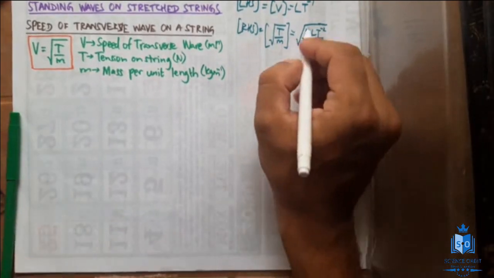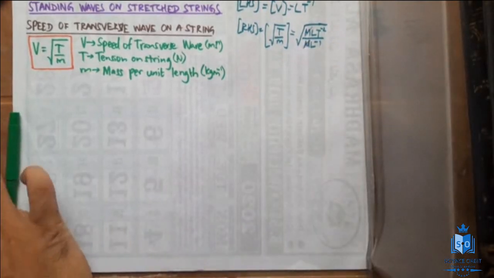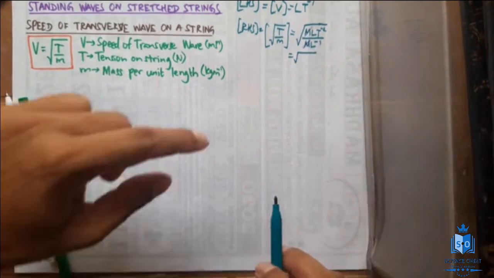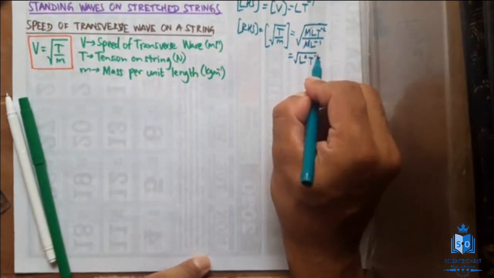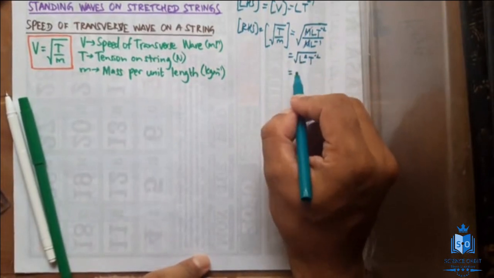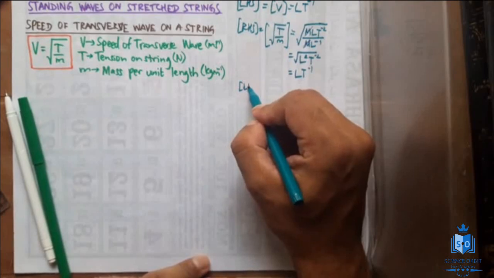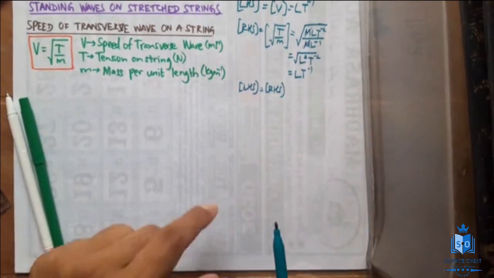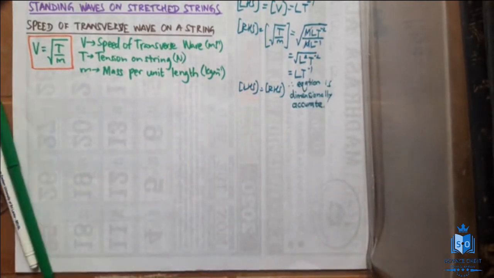So, what is going to happen? This M and this M are going to be cancelled off, and finally, we will be getting an equation like this, square root of this, L^-1 will go up. So, it becomes L^2 T^-2. So, when you take the square root, it is again L T^-1. So, the left hand side dimensions are equal to the right hand side dimensions of the equation. So, from that you can say, hence the equation is dimensionally accurate.